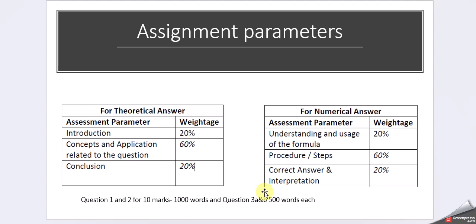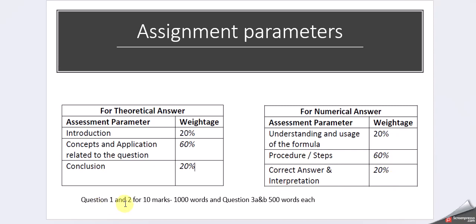So the weightage factor goes like this for theoretical questions. We have to answer: introduction 20 percent weightage, concepts and application related to the question 60%, conclusion 20%. Similarly, when the question is about solving some problems, then the weightage goes like this: understanding and usage of formula 20%, procedure steps 60%, correct answers and interpretation 20%.